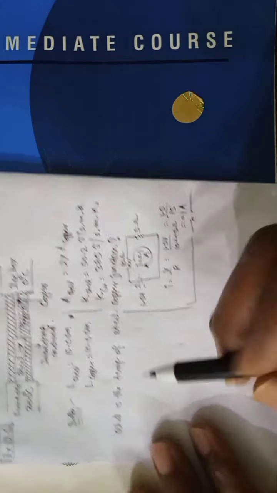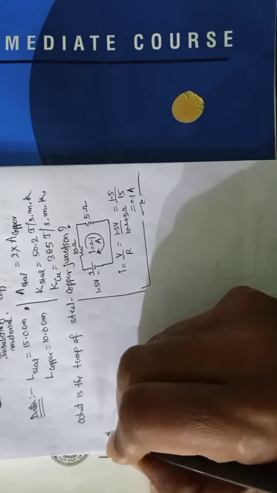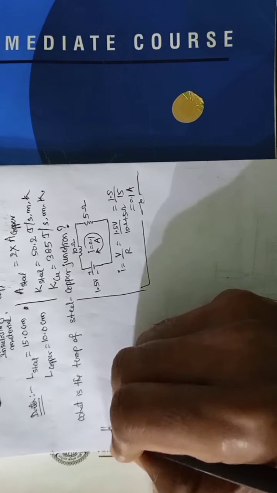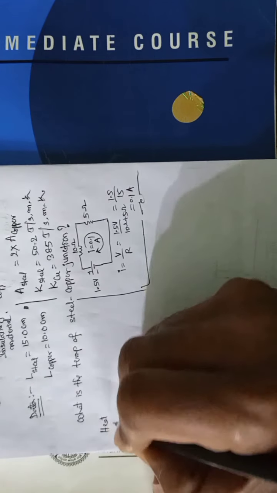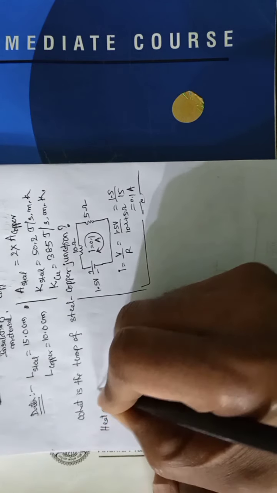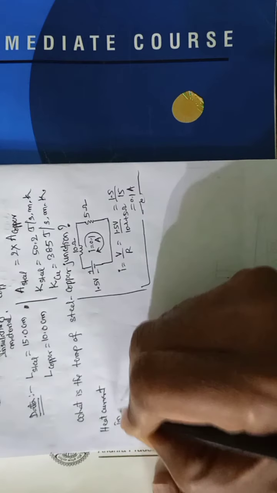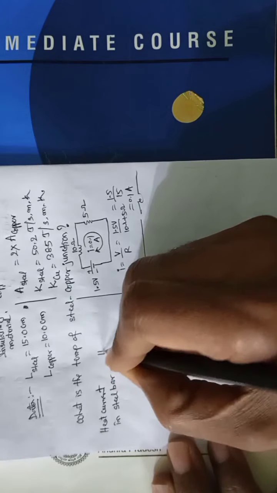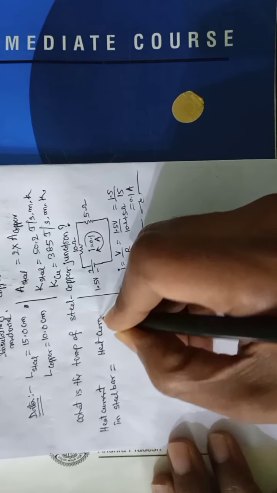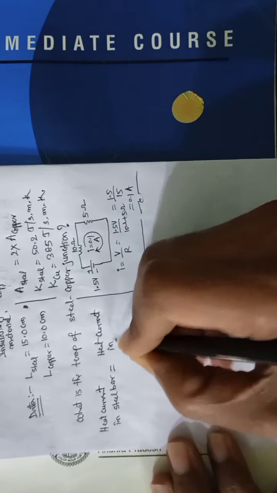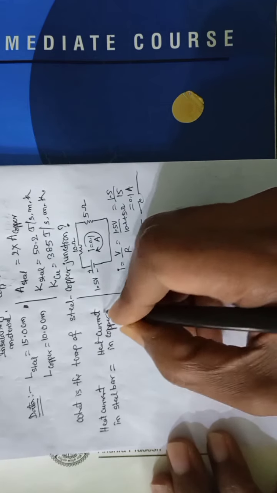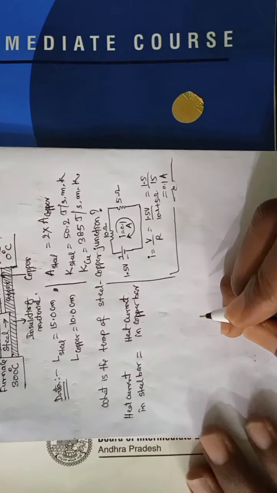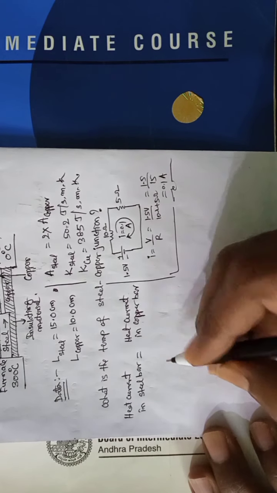So now I can write here the rate of heat flow, or let me say, heat current in the steel bar is equal to the heat current in the copper bar. Heat current means what? Q by T.